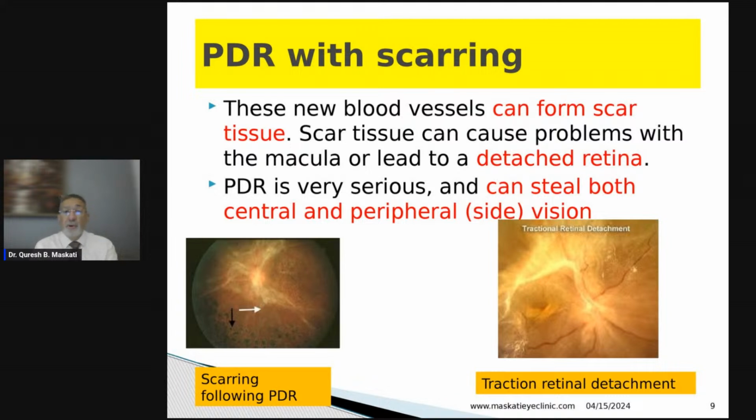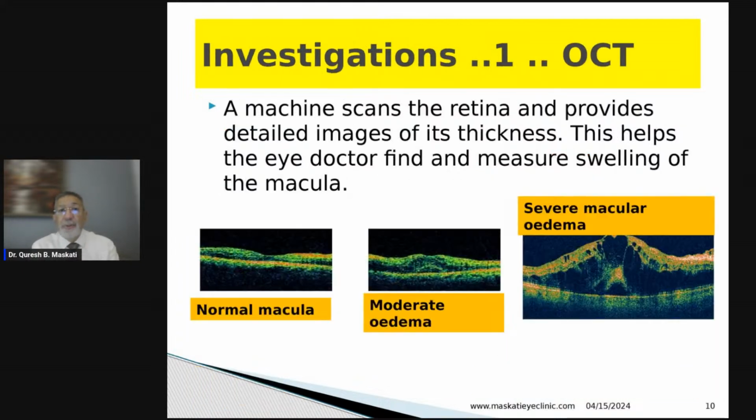So to reiterate, you get NPDR, or non-proliferative diabetic retinopathy. If there is macular edema, then you get a drop in vision. If you don't treat these patients, they can go into proliferative diabetic retinopathy with new vessels, which can bleed, giving rise to vitreous hemorrhage. If you still don't treat, you can get scarring and tractional retinal detachments.